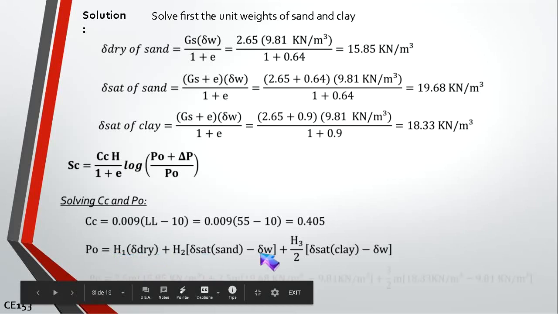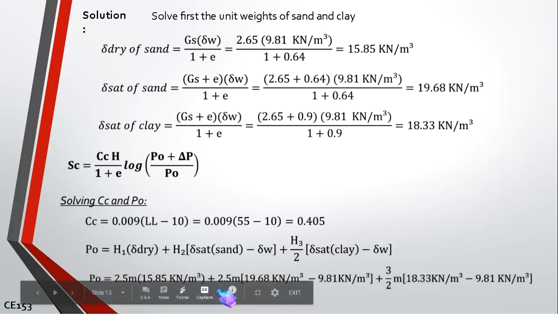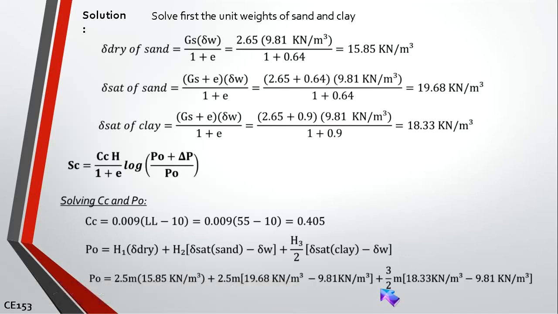So, we need to substitute values here. Ito yung value natin. So, 2.5 times 15.85 plus 2.5 times 19.68 minus 9.81 plus 3 over 2 times 18.33 minus 9.81. So, input that in your calculator. We will get 77.08 kilonewton per meter squared in our effective pressure.